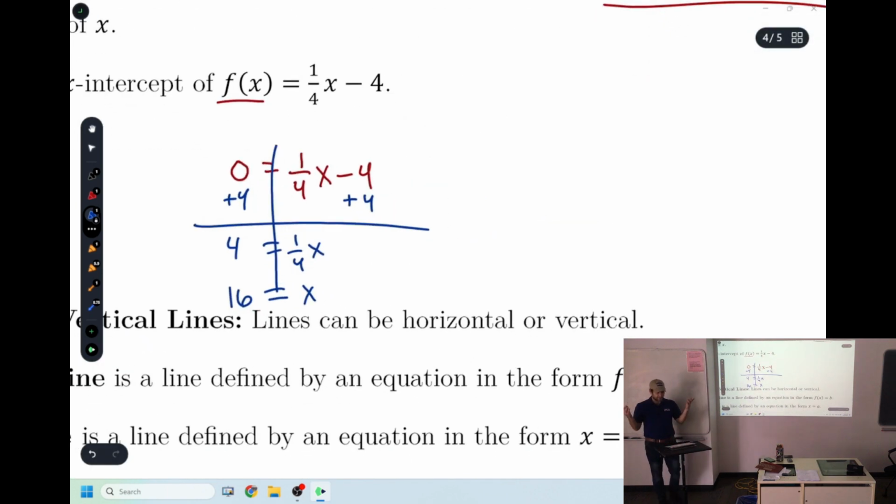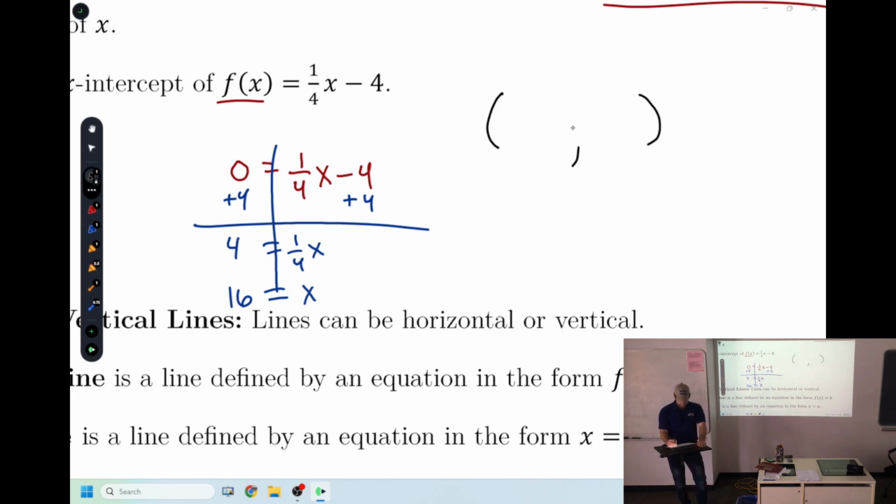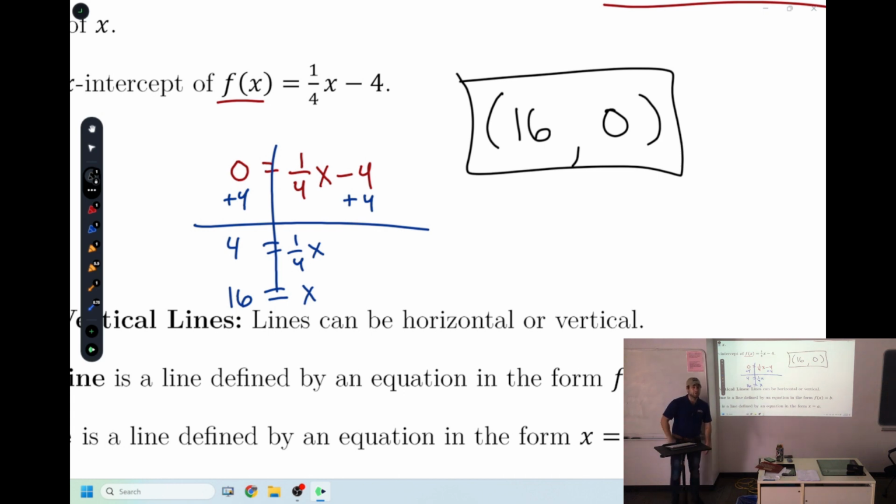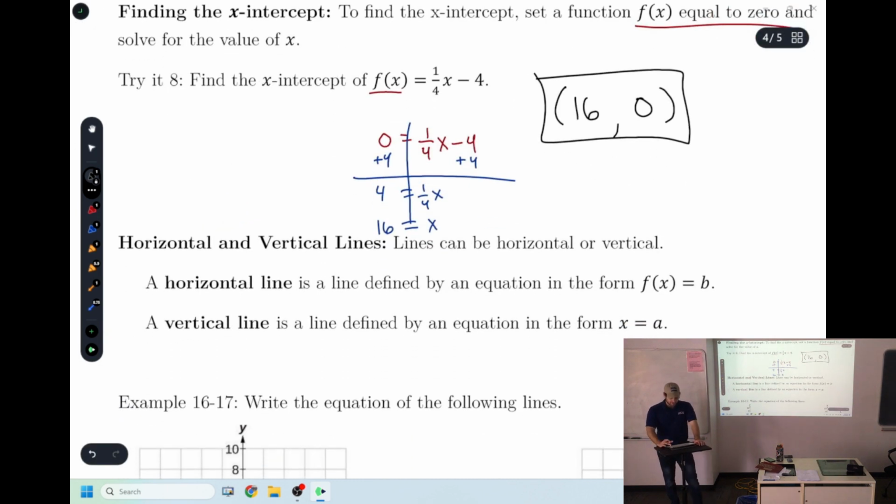Wait, y disappeared? Because we set it to 0. So if you're plugging it into a point, you're getting 16 comma 0, and that is an x-intercept. You know what's not an x-intercept? 16 as an answer. Though sometimes on worksheets online, it asks what's the x-intercept, and the answer key will say 16. Well, kind of, like half of it.